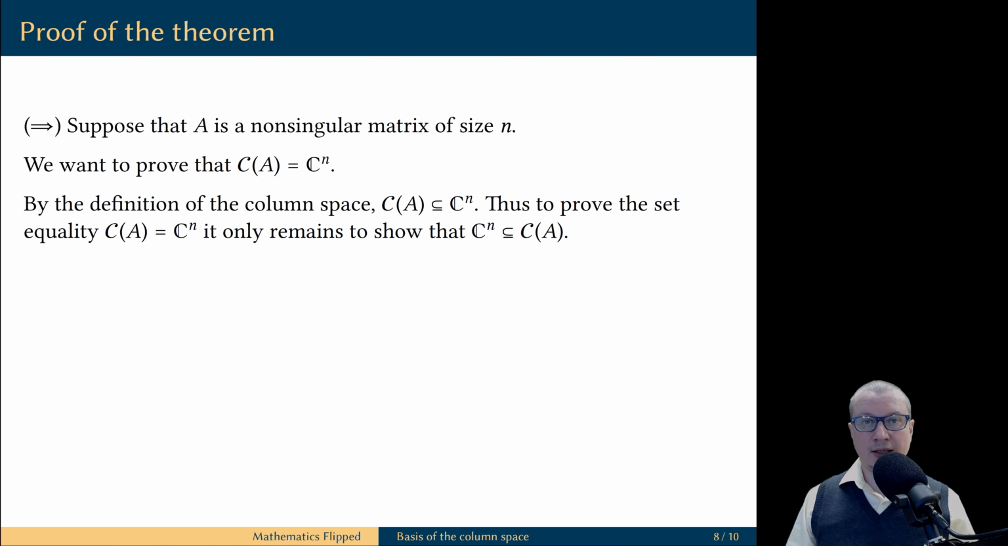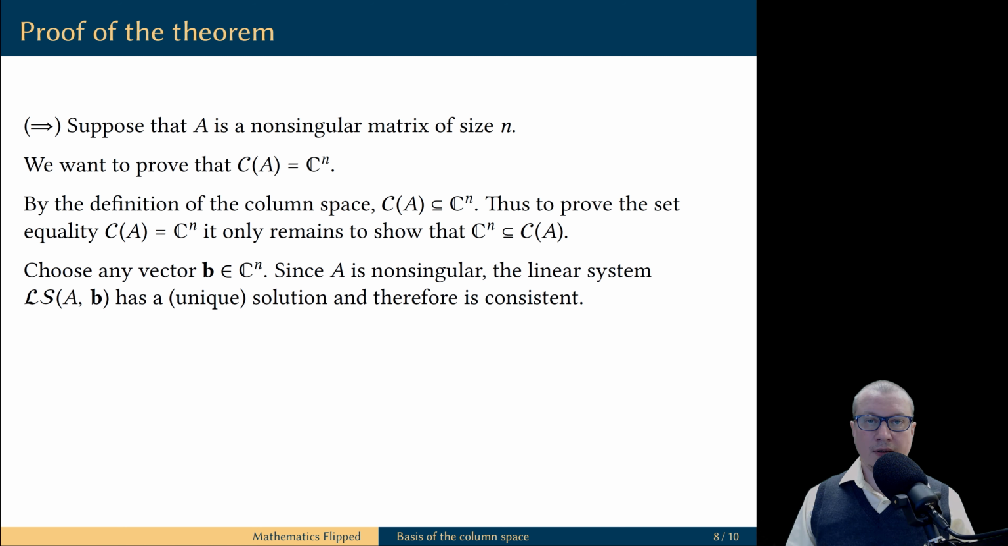And to prove the set equality, what we're missing is the opposite inclusion, that Cn is a subset of the column space of the matrix A. To prove that one set is a subset of another set, we take an arbitrary element of the first set, and we will show that it also belongs to the second set. To this end, let's choose any vector b from Cn.